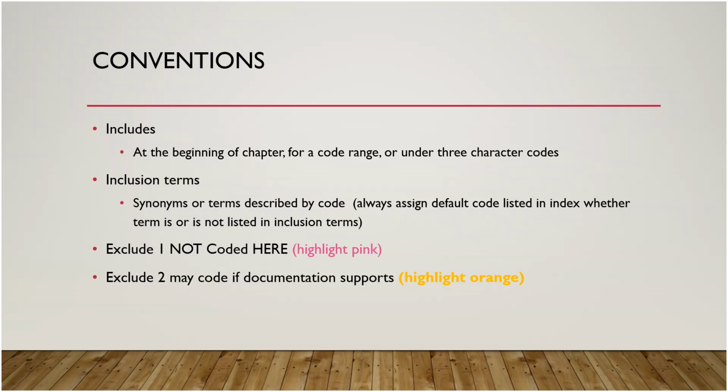Excludes 1, this is where we normally highlight pink, and that's to tell you you're not coded here. So we cannot code the one that says excludes 1 with the condition you're in. You code to the one that is the most specific and is the highest severity of the two. Excludes 2 means that if we have documentation to support that condition, we can assign it in addition because it's not included in that code description, and we normally highlight those orange.